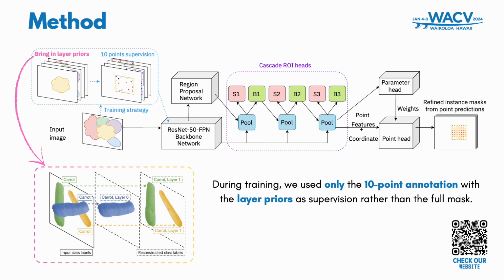Our approach follows a two-stage instance segmentation method of detecting before segmenting. There are three major modules in our network: the backbone network, the region proposal network, and the cascade ROI heads. The cascade ROI heads include bounding box branches and mask branches. Then, we use a point supervision strategy to make point predictions, and use a subdivision mask rendering algorithm to refine the instance mask with point prediction.